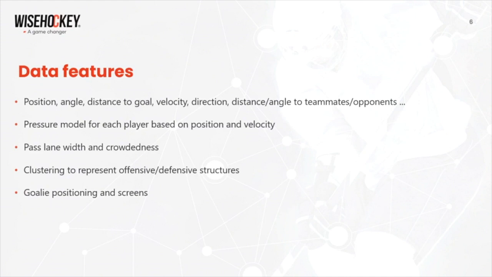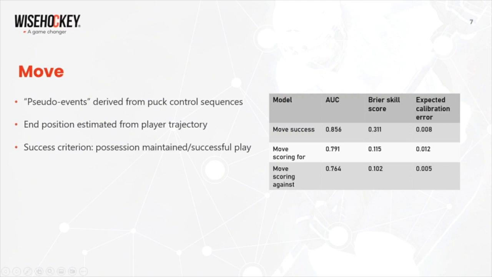Now to look at the individual components of the model, we derive moves from tracking data by splitting the puck control sequences into 1 second length pseudo events, and we determine the end position by projecting the player trajectory by 1 second. And a move is considered to be successful if the player maintains possession or makes a play. Doesn't really matter if it's a pass that gets intercepted or a dump in, as long as the player doesn't lose the possession or get driven or checked into the boards or something like that.